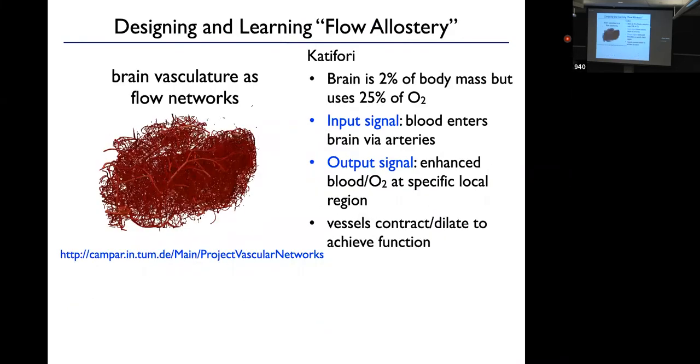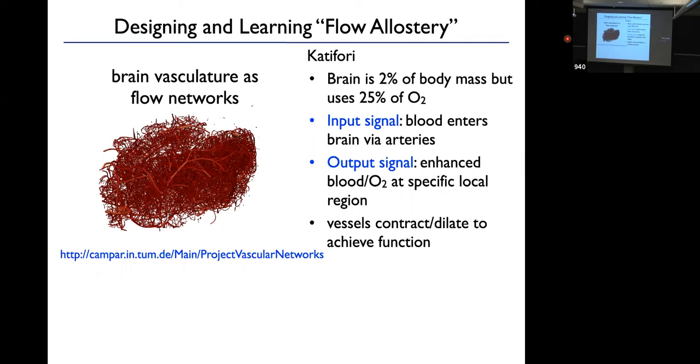We were talking about allostery in group meetings, and my colleague Eleni Katifori said, oh, the brain vascular system does the same thing. So the idea is the following: there's blood coming in through the arteries, the input, the source, with a pressure drop. The brain actually uses a huge fraction of the oxygen that comes into our bodies, 25% of it that comes in through the lungs, and it does that to support functions of the brain. So right now I'm talking, and so my speech cortex needs extra oxygen.